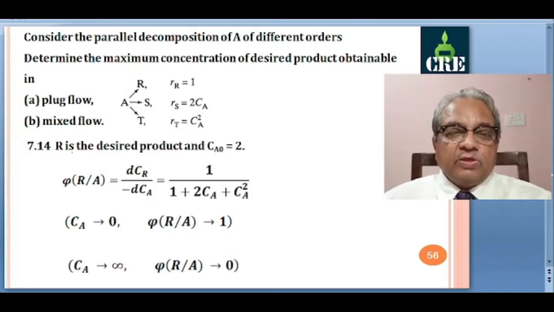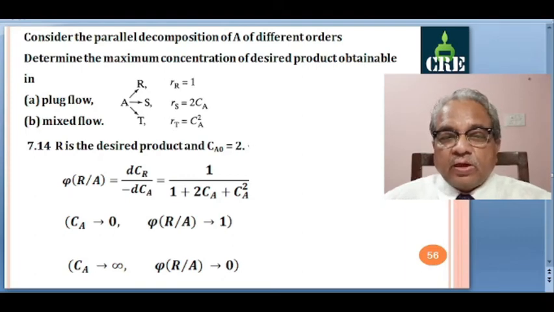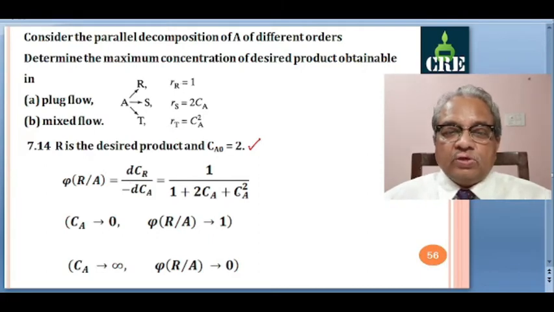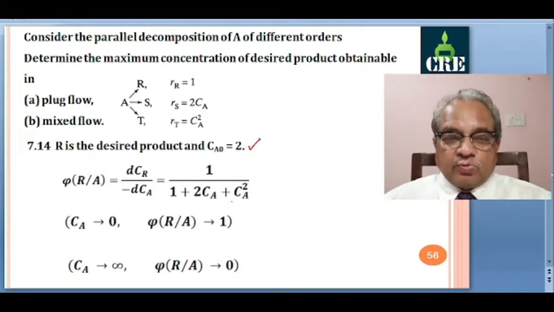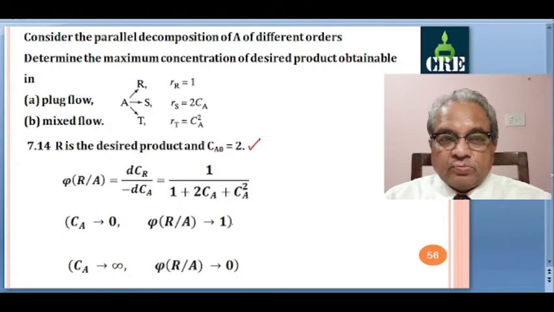Now in the first problem, it is mentioned that R is the desired product and Ca0 is equal to 2. R is desired, so I will write the instantaneous yield for R by A, that is dCr by minus dCa. The rate of formation of R is 1, and minus dCa, you have to add all three: 1 plus 2Ca plus Ca square, and that is nothing but 1 plus Ca whole square. Ca tending to 0, Ca tending to infinity, you can test these conditions. When Ca tends to 0, the instantaneous yield will be 1. When it tends to infinity, the instantaneous yield is 0.